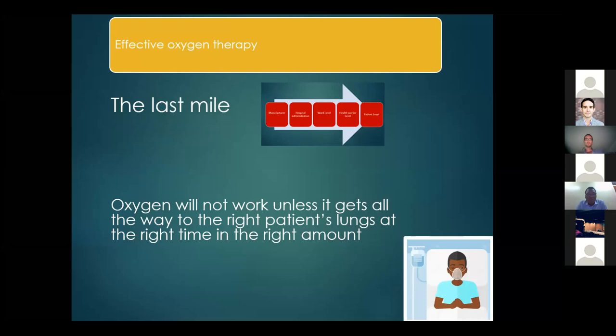So it all leads to, for us to effectively give the oxygen, we need to consider all the different challenges in every stage of the oxygen progression. And the oxygen we are going to generate will not work unless it gets all the way to the right patient's lungs at the right time, and in the right amount as well.